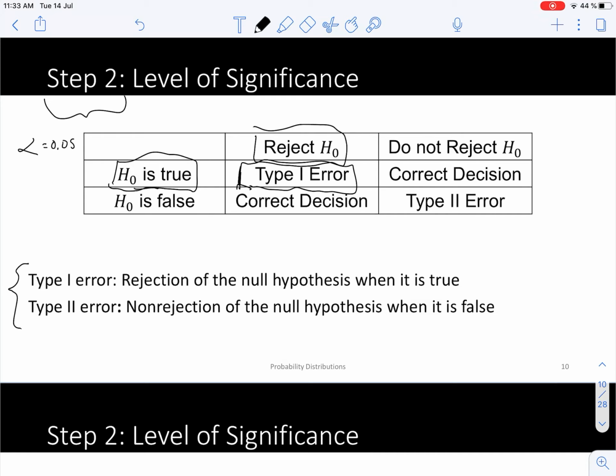If the null hypothesis is true and you don't reject the null hypothesis, of course, you are making the right decision. Now, if the null hypothesis is false and you reject the null hypothesis, again, you are making the right decision. But if the null hypothesis is false and you don't detect that and you do not reject the null hypothesis, then that's what we call the type 2 error. So type 1 error is rejection of the null hypothesis when it is true, and type 2 error is non-rejection of the null hypothesis when it is false.